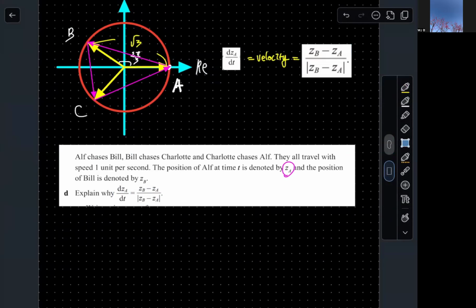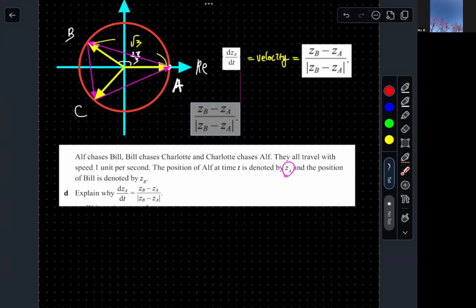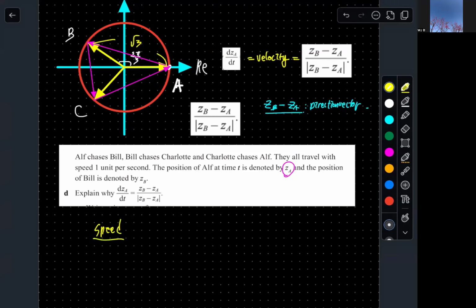Okay, so what we do know here is, if you now go for the numerator, that is a difference of vectors ZB minus ZA. That means I'm going from A to B. That's the direction vector. And then what we do know here is the speed. Everyone's movement is 1 unit per second. That means the magnitude of the velocity, which is speed, must be 1.